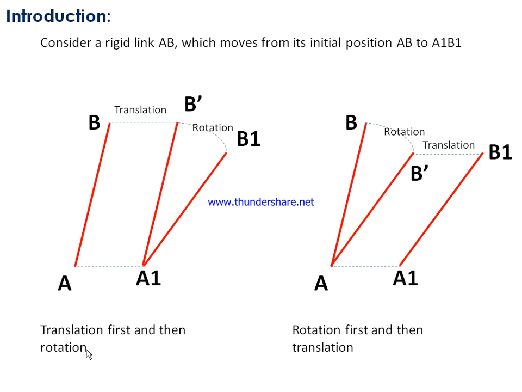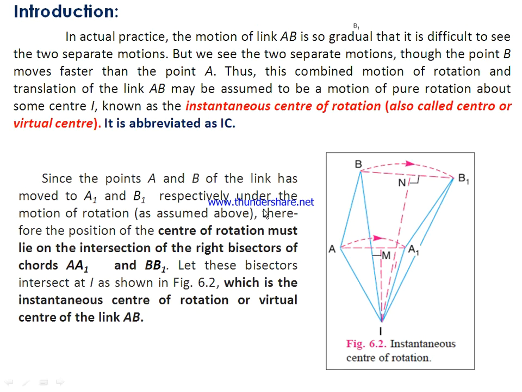So here the translation occurs first and then rotation, and in this case rotation occurs first and then translation. So whatever the type of motion is, it is the combination of two types of motions, the translation and rotation or rotation and translation. Now what is the implication of this? In actual practice the motion of any link is so gradual that it is difficult for us to see the two separate motions vividly, clearly. But point B moves relatively faster compared to point A.